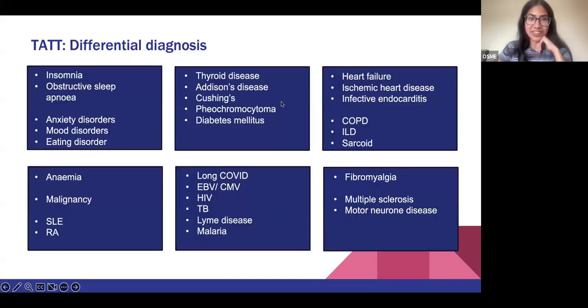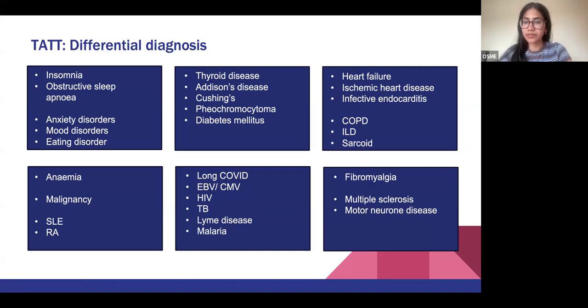Okay, we have a differential diagnosis for tired all the time. I've split it. This first box is primary sleep disorders, so insomnia or OSA, and psychiatric disorders. Secondly, endocrine causes of being tired. So thyroid disease, both hyper and hypothyroidism, can present with tiredness. Addison's, Cushing's, pheochromocytoma, and diabetes can also present with tiredness, especially type 1 diabetes, which you might miss in a young person.